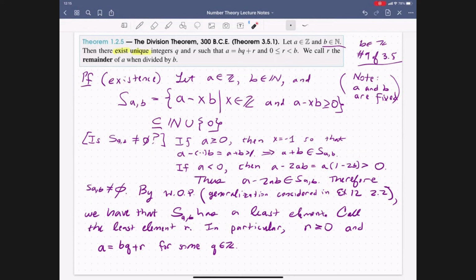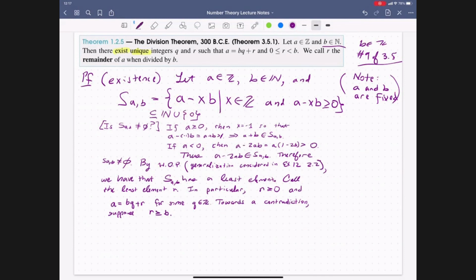So what do we have to show? We're almost there. We have the expression A is equal to BQ plus R, but we need to show this aspect, that 0 is less than or equal to R is less than B. We have that R is greater than or equal to 0, so we just need to show that it's less than B. And so we're going to do that by contradiction. So towards a contradiction, suppose that R is greater than or equal to B. And so we're going to go ahead and use this. Now what we're going to do is show that there is an element that is less than R in the set that we constructed, S sub A comma B, which will be our contradiction.